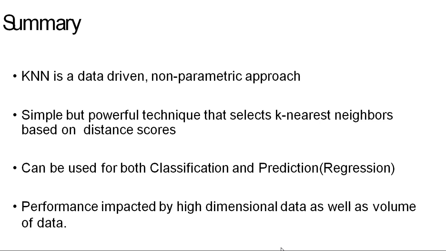So this is a simple explanation of KNN. What have we seen here? KNN is a data-driven, non-parametric approach. It is a simple but powerful technique that seeks k nearest neighbors based on distance scores. It can be used for both classification and prediction, which is regression. Performance is impacted by high dimensional data as well as volume of data. This is KNN. Thank you.